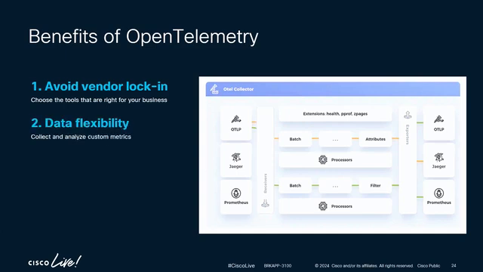The second is data flexibility. As I said earlier, it's not just about what is available. It's also about what you can create for your own environment. There's a large area of support for custom metrics, which means that now you can create your own metrics and push them with your OpenTelemetry payload into the collector. And you can use Prometheus or any other choice of tool to start visualizing those metrics.